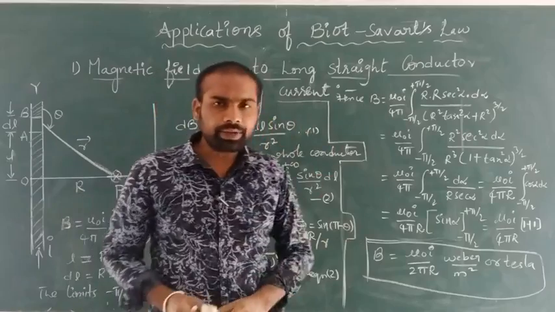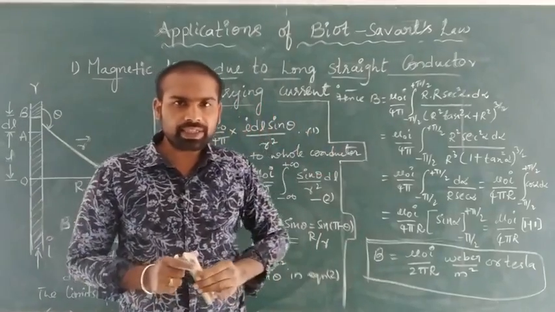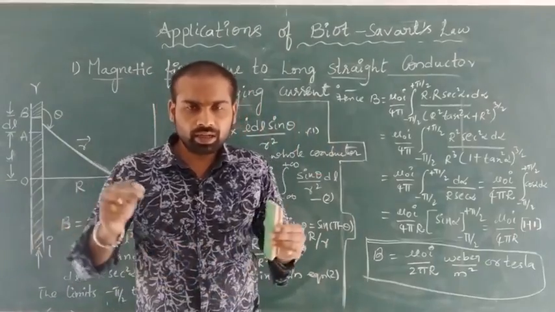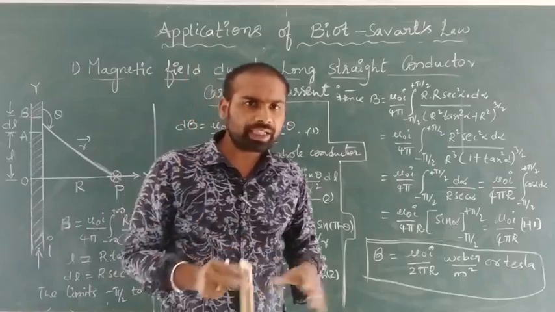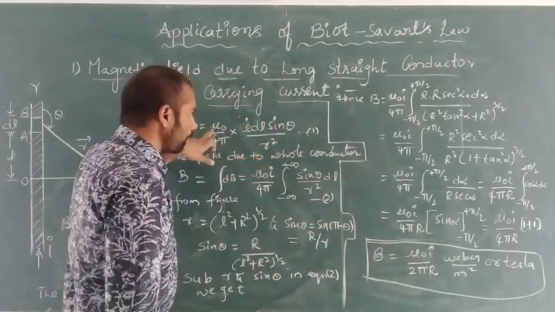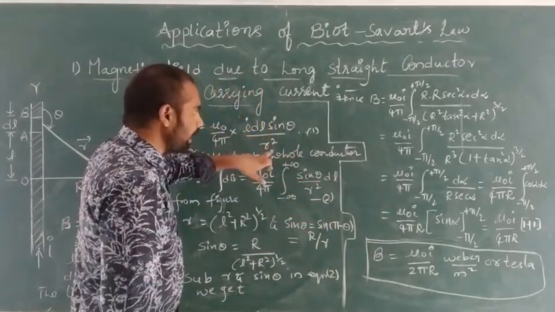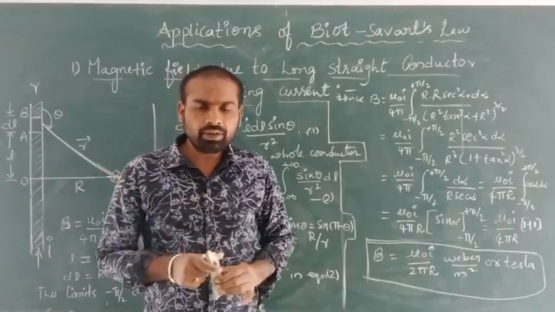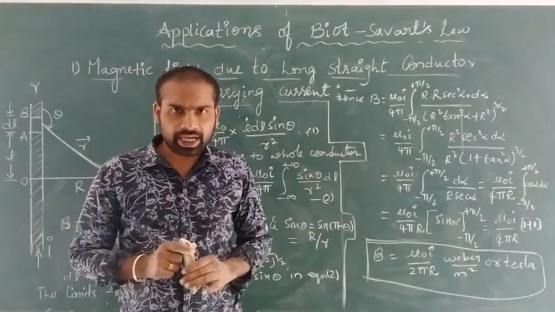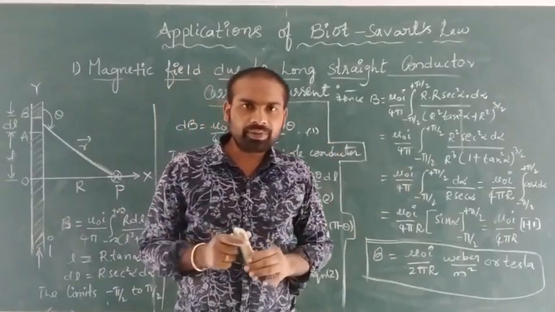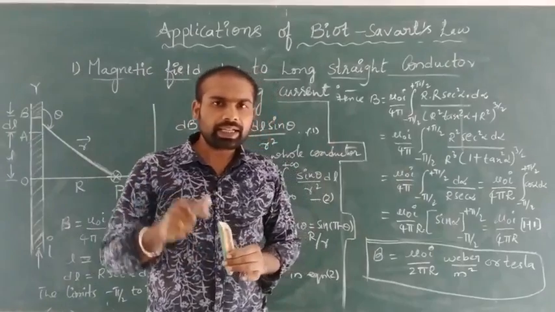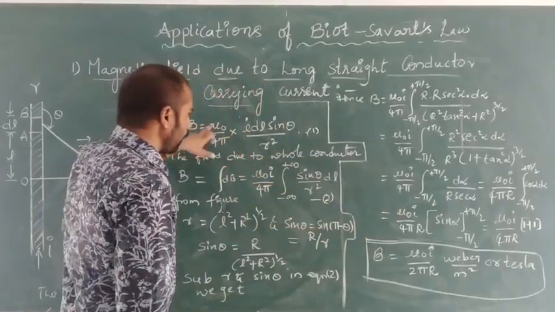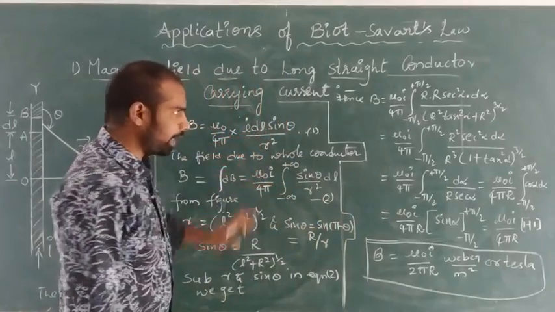Okay. So in the last class we discussed the Biot-Savart law. According to the Biot-Savart law, the magnetic field dB is given by mu naught by 4 pi into I dl sin theta by r square due to a small element. If you integrate it, you will get the field due to the entire conductor carrying current.